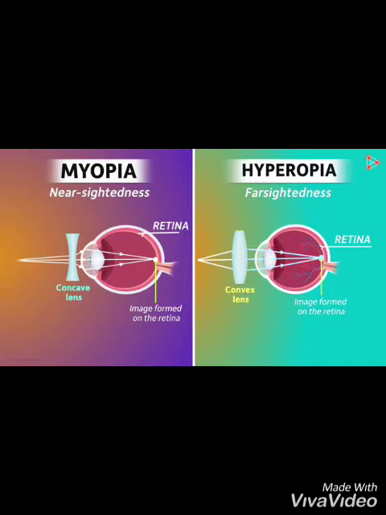Now that we know the basics of myopia and hyperopia, let's move on to another. Our third defect is presbyopia. Presbyopia is the inability to focus due to hardening of the lens.